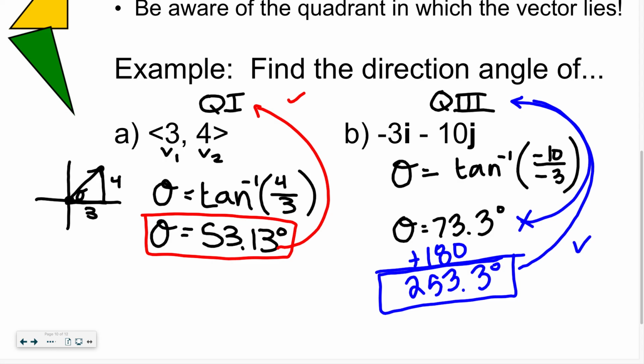If you land in quadrants 2 or 4, the calculator is going to give you an angle that is negative, because you'll have a negative ratio for tangent. So if you're in quadrant 2, take that negative angle, add 180. It'll be less than 180, but more than 90. Or if you're in quadrant 4, add 360 to it. It'll be less than 360, but more than 270. So always be thinking about what quadrant you're in.